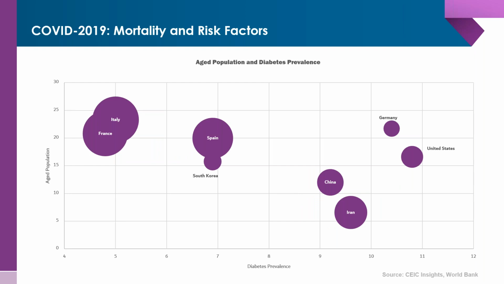However, if we take only diabetes as the pre-existing condition, the chart looks quite different. Germany, for example, has a much higher diabetes prevalence than the rest of the Western European countries, especially compared with the other Western countries affected by COVID, Italy and France. The levels in the United States in terms of diabetes prevalence are even higher compared to the rest of the most affected countries.